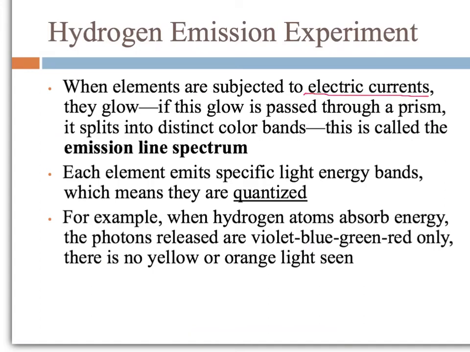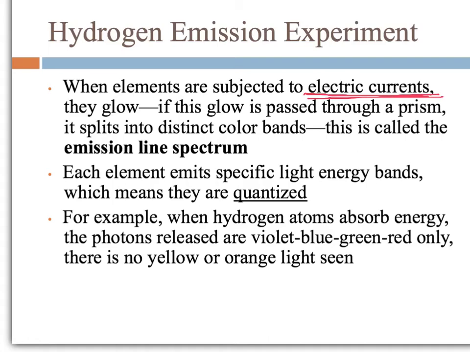Which usually means we pass an electric current through it, we give it a bunch of energy, and it will create this glow, just like a neon light. If we then move that glow through a prism, which is basically a crystal-shaped structure, it splits all of the different kinds of light into their constituent parts.